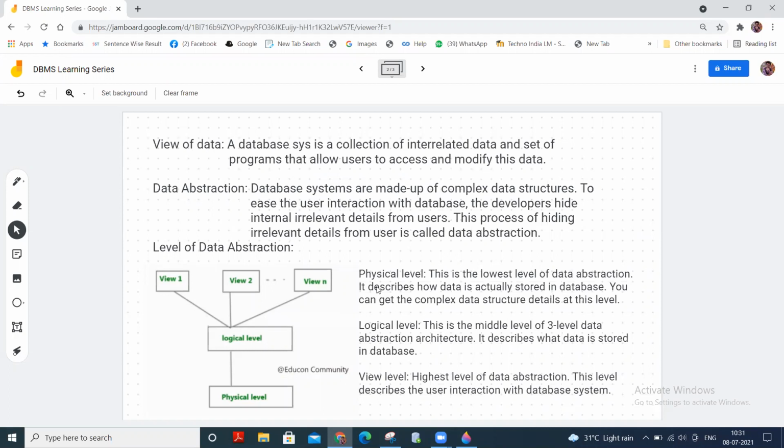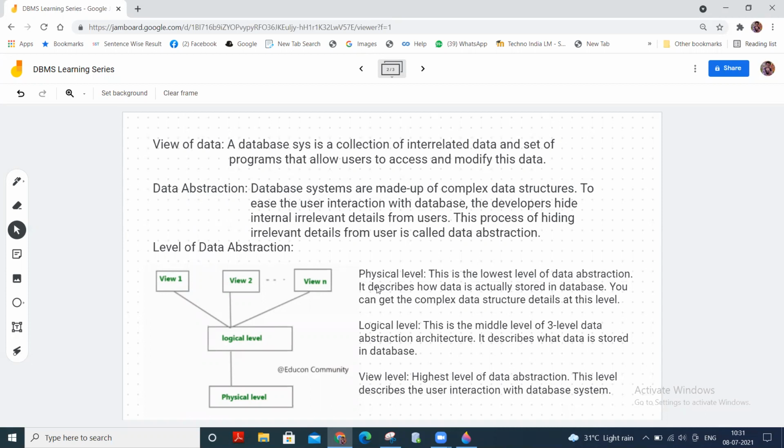So a database system is a collection of interrelated data and a set of programs that allow users to access and modify this data. And a major purpose of a database system is to provide the users with an abstract view of the data. That is, the system hides certain details of how the data are stored and maintained. This is the view of data.